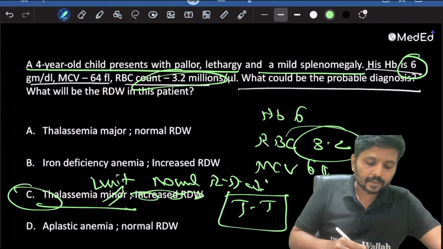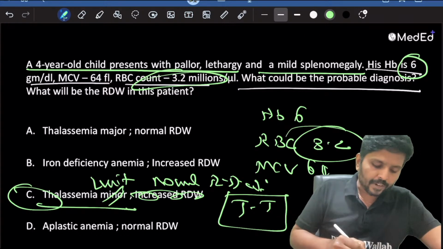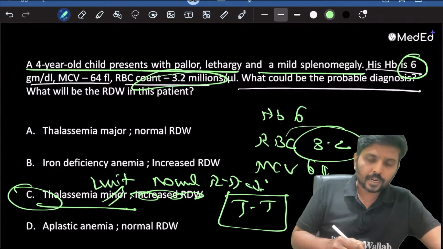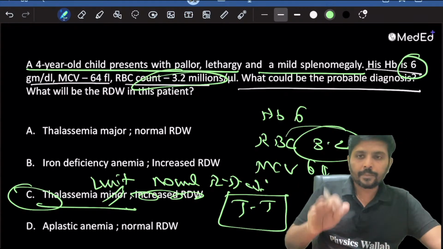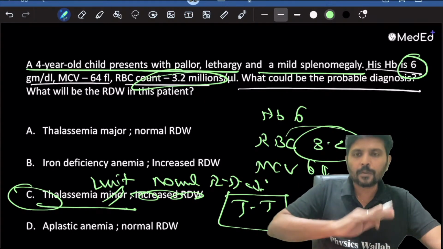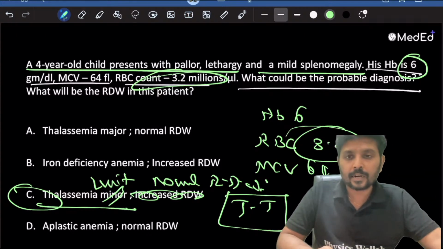If it is a case of thalassemia major, you will have huge organomegaly. If it is a case of iron deficiency anemia, RBC number still has to be low. Aplastic anemia means you will not have any splenomegaly. I repeat, organomegaly rules out aplastic anemia and immune thrombocytopenic purpura.